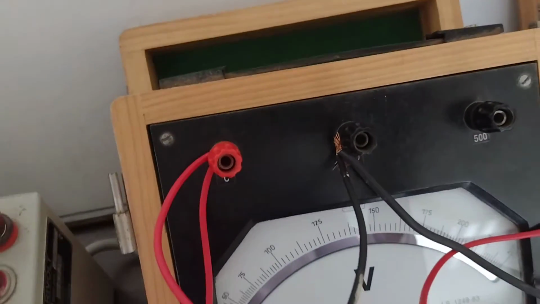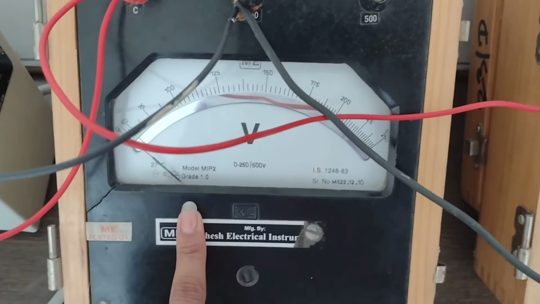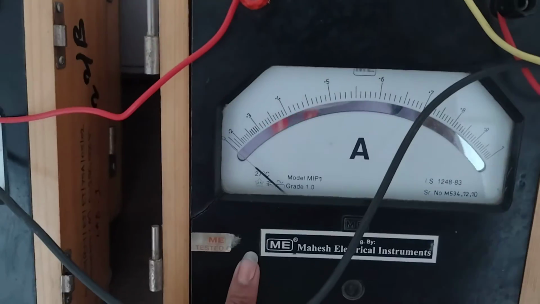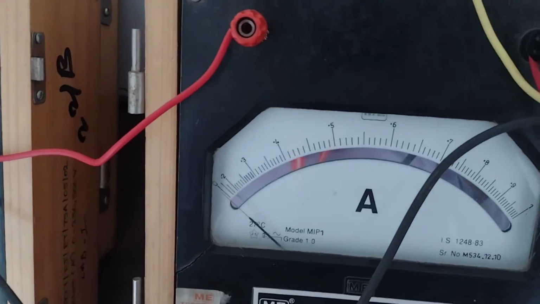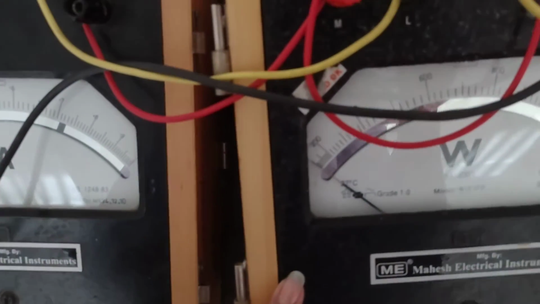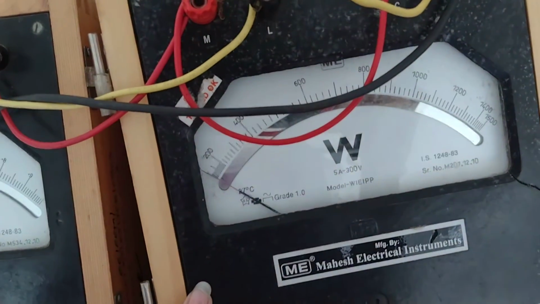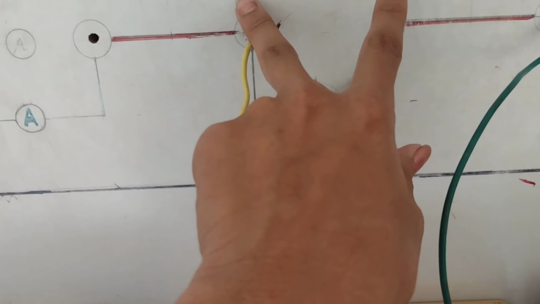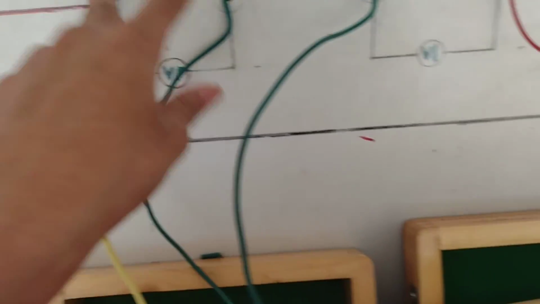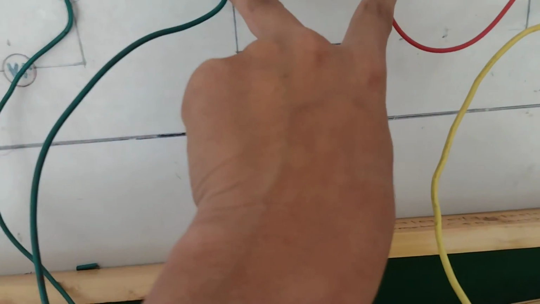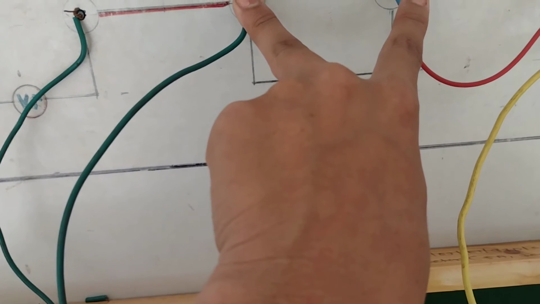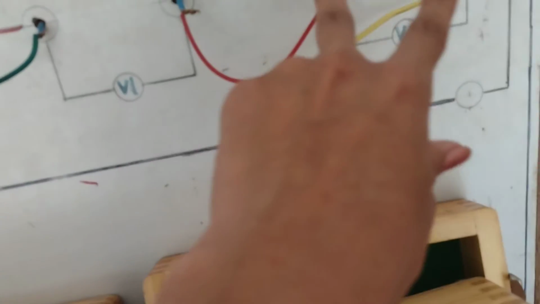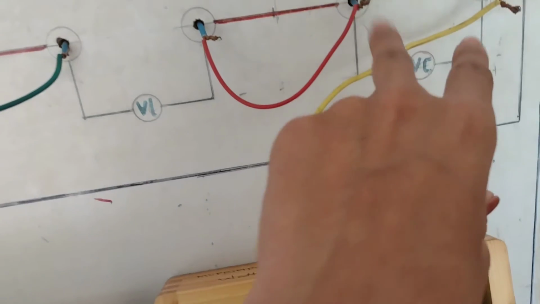Then supply voltage can be measured by this voltmeter. Then current can be measured by this ammeter. Then power can be measured, which is shown in the wattmeter. Then VR can be measured between these two terminals. Then VL can be measured between these two terminals and VC can be measured between these two terminals.